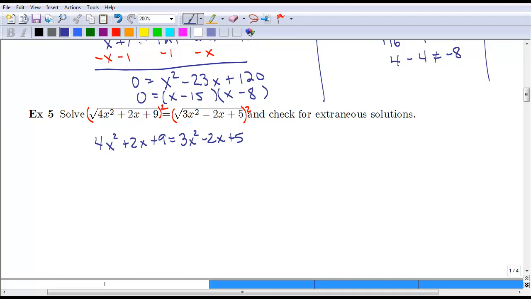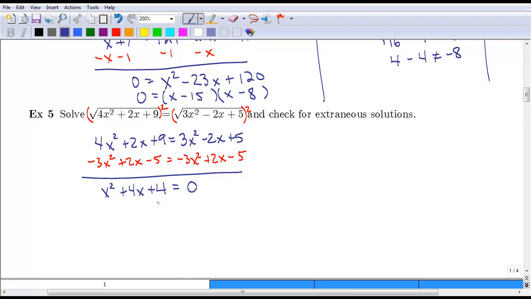All we need to do is move everything over, combine like terms. So I'm going to move the 3x squared over. I'm going to add the 2x, and I'm going to subtract the 5 to get everything. We want to set this equal to 0 so that we can factor. So we would move all of this over to the other side. And when we do, 4x squared minus 3x squared is going to leave us with an x squared. 2x plus 2x is going to give us a 4x, and 9 minus 5 is going to give us a plus 4. All of this is equal to 0.